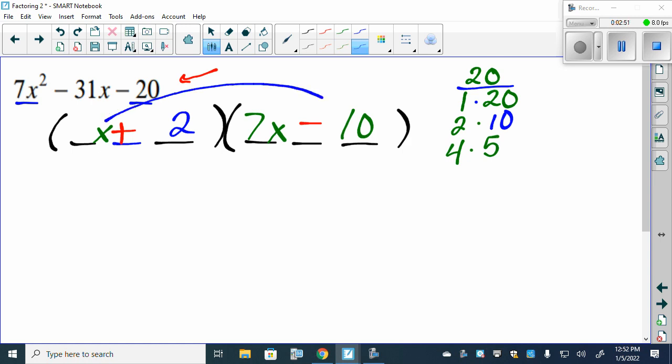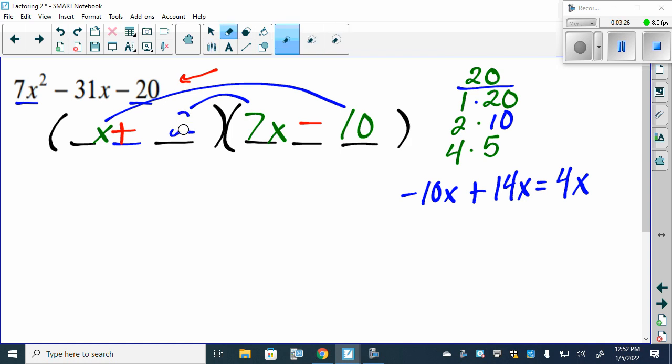And the last thing we need to do is to check to make sure we do have it set up correctly. So if we do x times negative 10, we get negative 10x. 2 times 7x is plus 14x. Negative 10x plus 14x is 4x. Is that the middle term that we want? Because if we swap the signs, it would take it from positive 4x as the middle term to negative 4x. So let's switch the 10 and 2 and see if that helps. Let's just try switching it first and see.